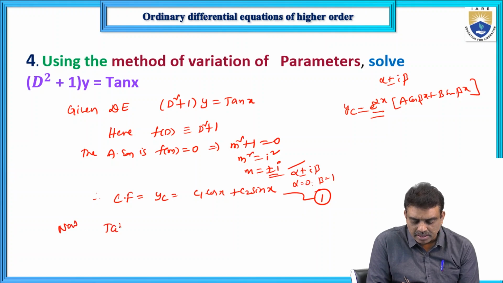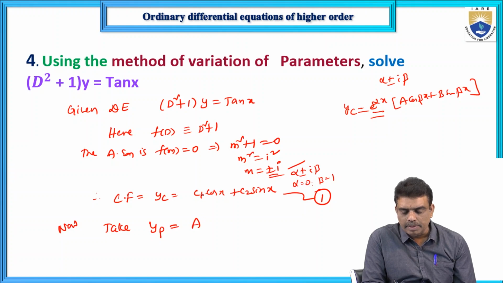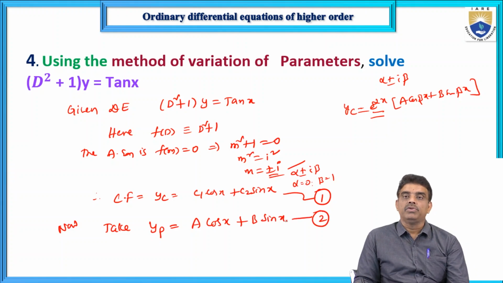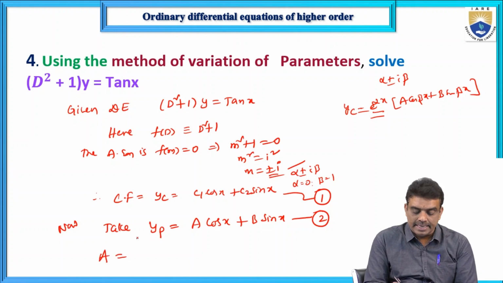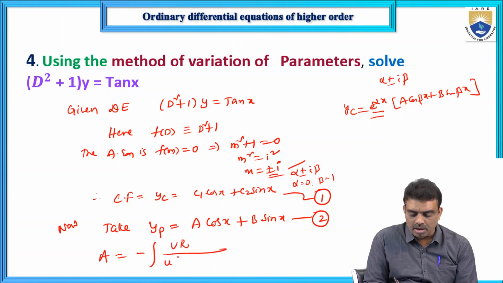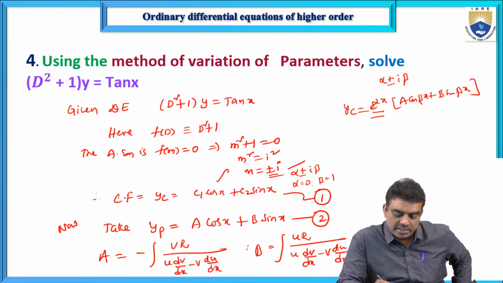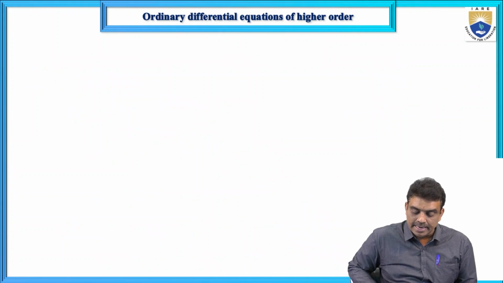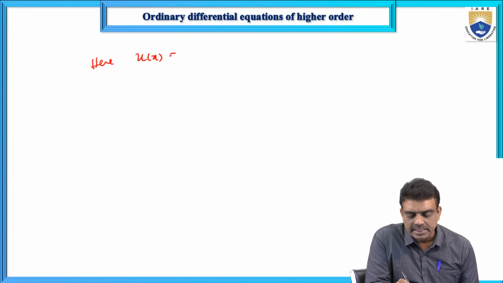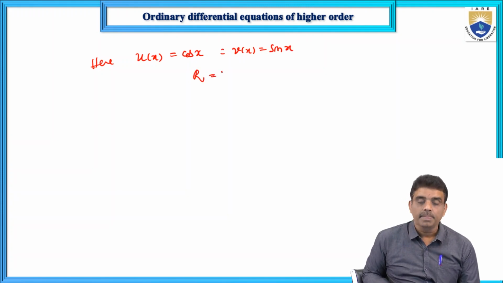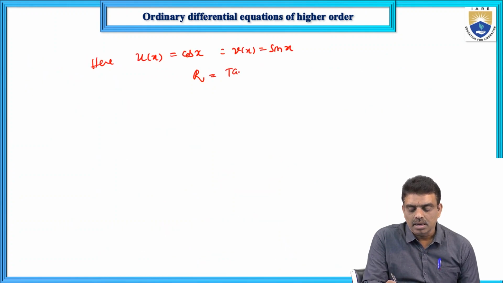Now, take yp. How do we have to write yp, the particular integral? By changing the parameters only: a into cos x plus b into sin x. This is the yp which we are proposing, where a is the value to be calculated by using the formula minus integral v r by (u dv/dx minus v du/dx), and b is equal to integral u r by (u dv/dx minus v du/dx). Here u of x is cos x, and v of x is sin x. And what is r of x? r of x is the function which is on the right hand side, that is tan x.